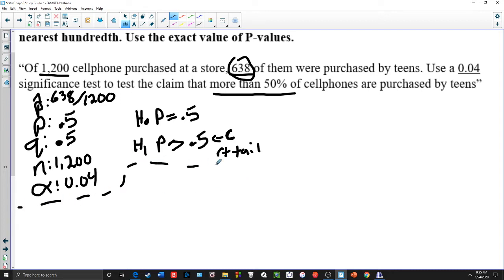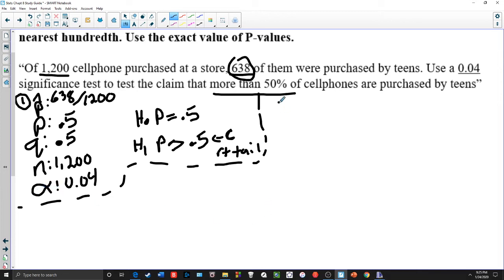Okay? So that's step one, essentially. If I'm trying to break this up into steps, that's step one. Get your information, get your hypotheses down, set. Again, claim percentage, sample percentage, 1 minus the claimed percentage, number of people surveyed or number of things tested, and then the significance level that they will tell you.